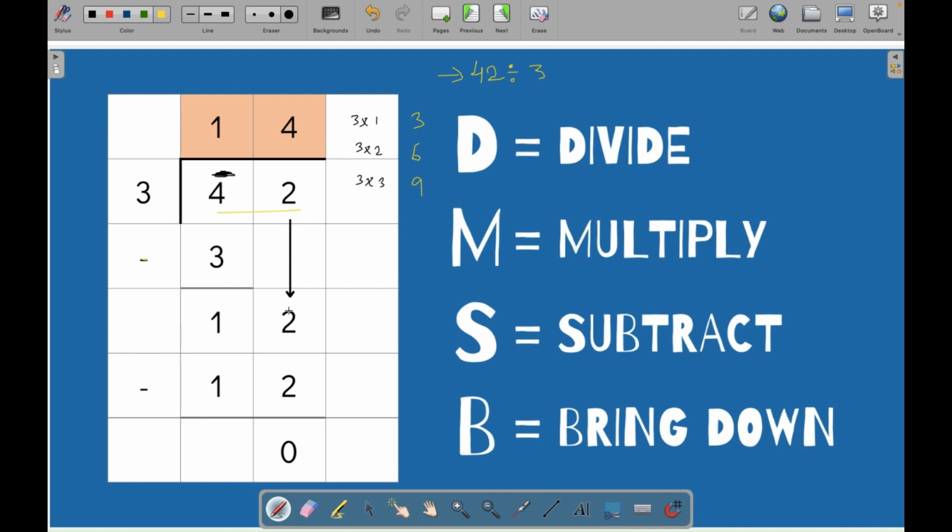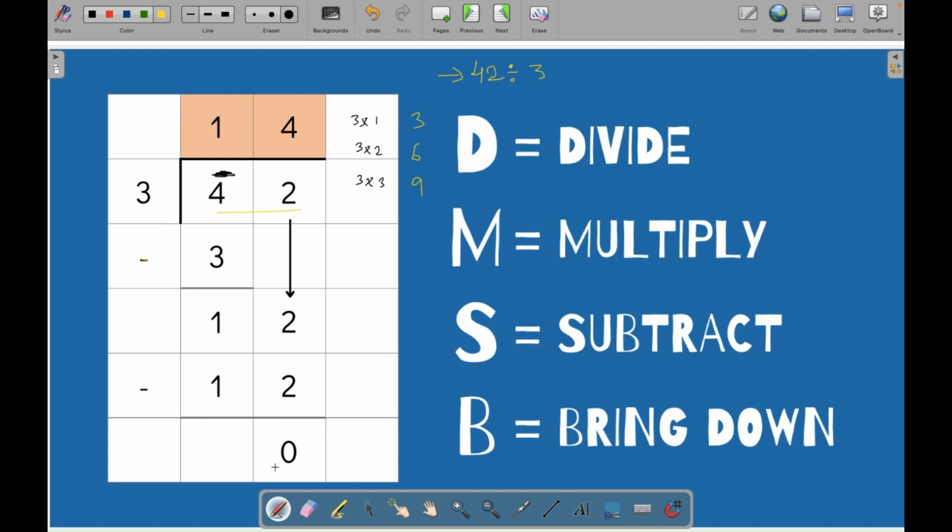So we'll drop this 2. This 2 goes down and now this number becomes 12. Again we'll repeat this process over and over again. Now we have to divide 12 by 3, and then we'll keep on multiplying. 3 ones are 3, 3 twos are 6, 3 threes are 9 and 3 fours are 12. We see that at exactly 3 fours are 12 we get 0 as the remainder, so we'll stop the division process.